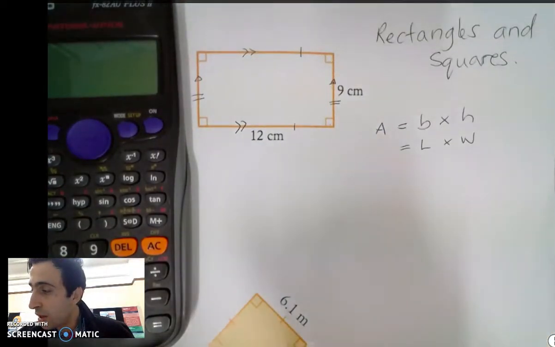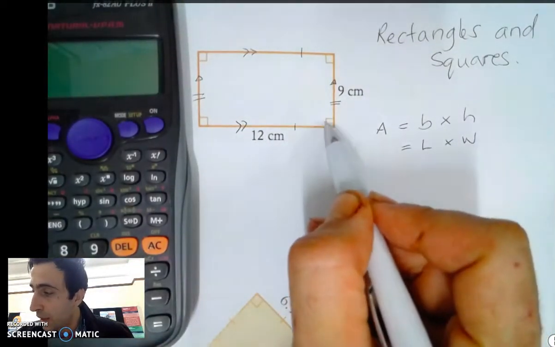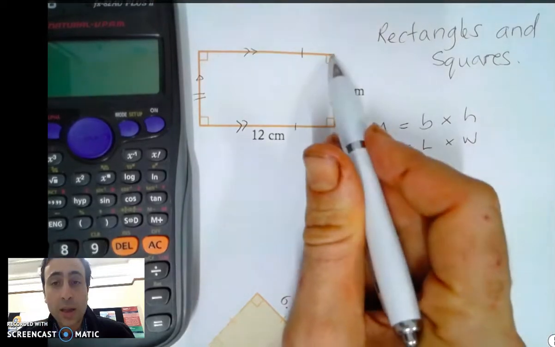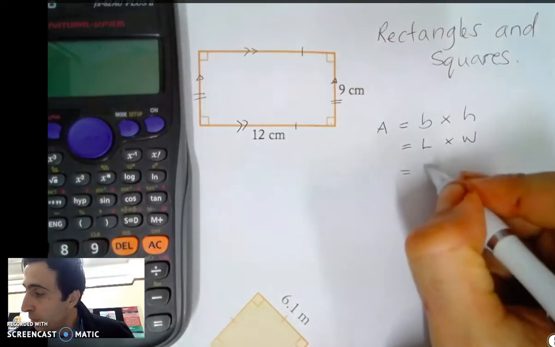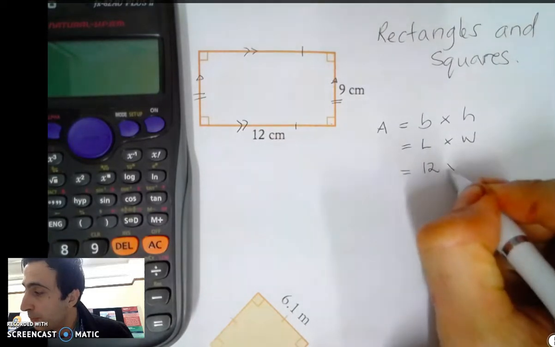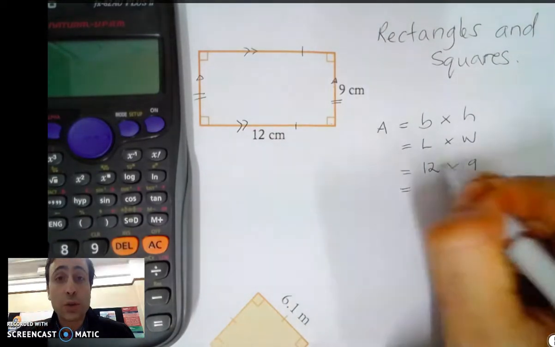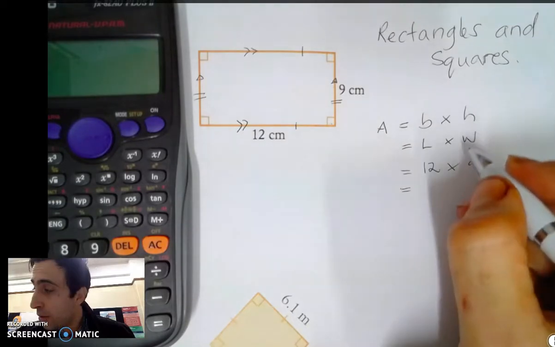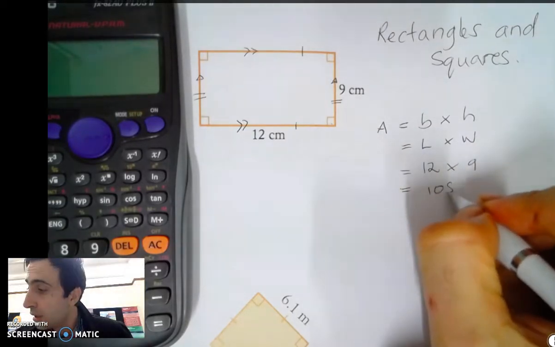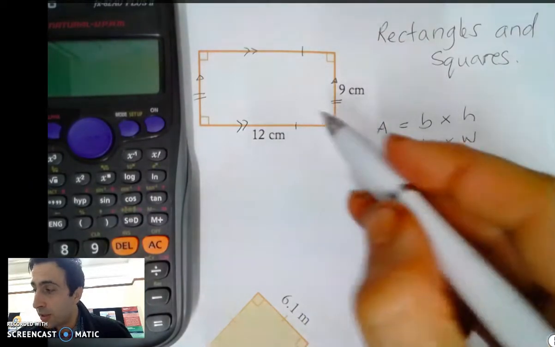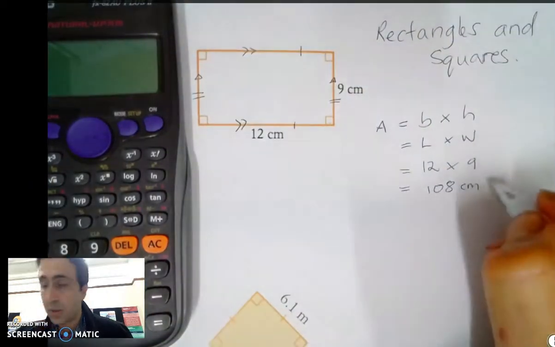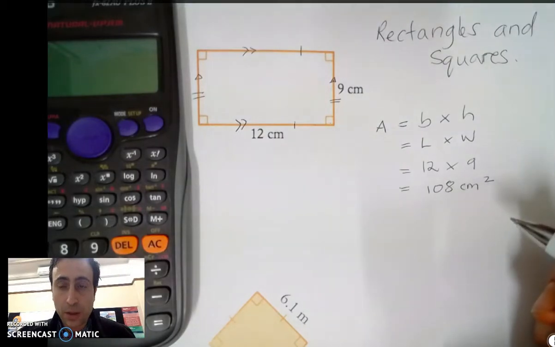It's this side, we look for the right angle, boom, and then we turn the corner and we multiply it by that. So this would be 12 times 9. 12 nines are 108 centimeters, but hang on, it's an area, it's not a distance, so it's centimeters squared. I hope that was clear enough.